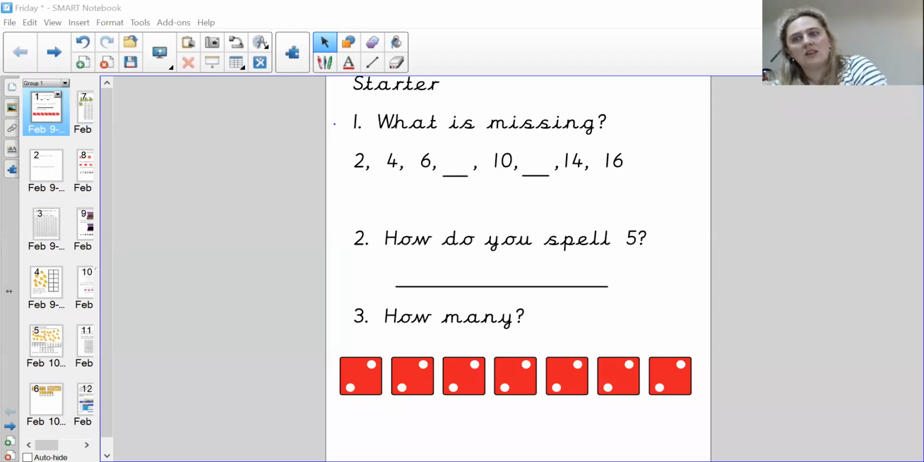Before we even start, can you please answer these 3 questions? For the first one, write out the number sequence and fill in the missing numbers in a different colour. Then, how do you spell the number 5 in words? And then how many dots are on the dice all together? So that's all 3 questions. Pause me now and take your time to answer those questions.